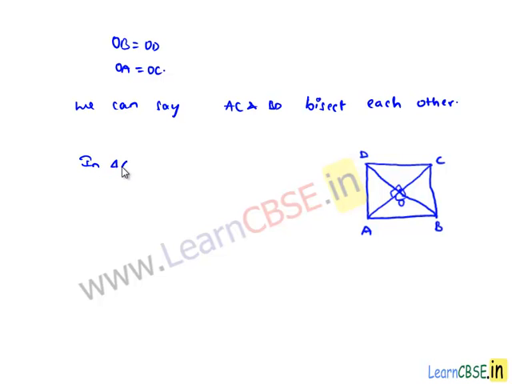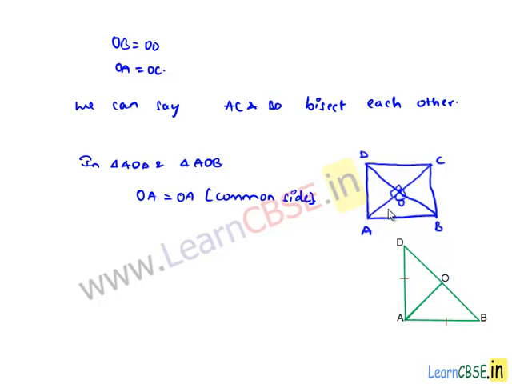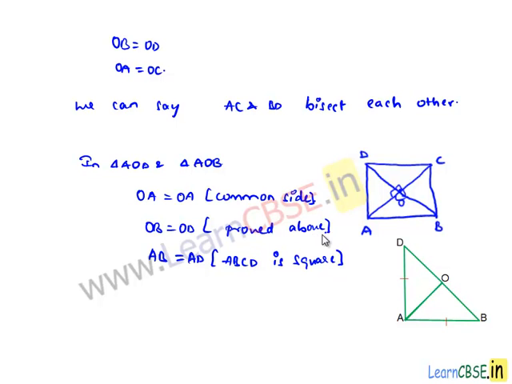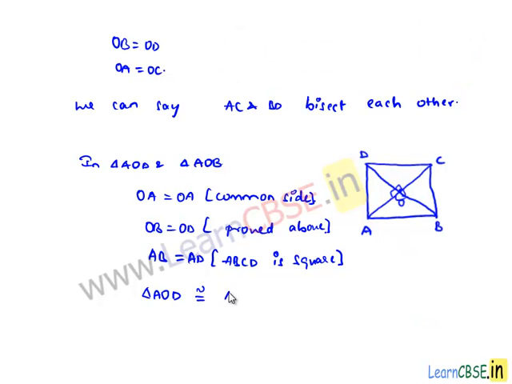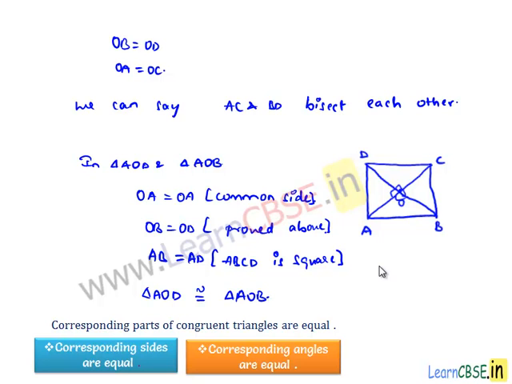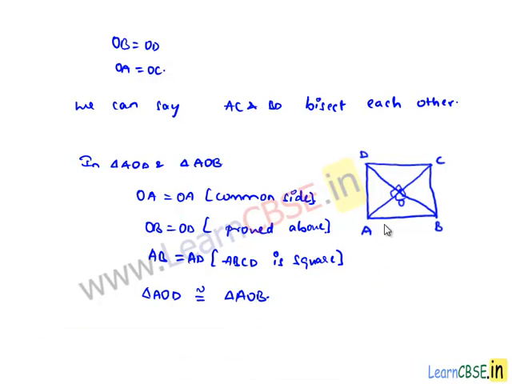Now let us consider triangle AOD and triangle AOB. OA will be equal to OA since it is a common side. We already proved that OB is equal to OD, and also we know that AB is equal to AD, as ABCD is a square. So here three corresponding sides of two triangles, that is AOD and AOB, are equal. So we can say that triangle AOD is congruent to triangle AOB. We know that when two triangles are congruent, then their corresponding angles and corresponding sides will be equal. So here we can equate the corresponding angles. Angle AOB is equal to angle AOD.